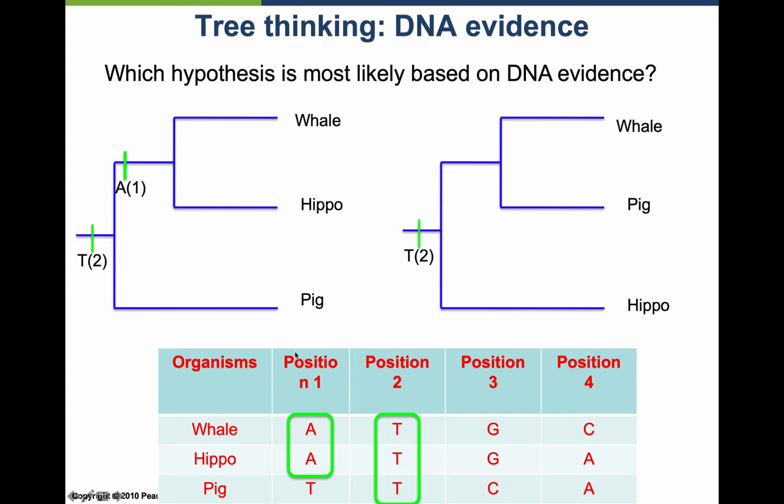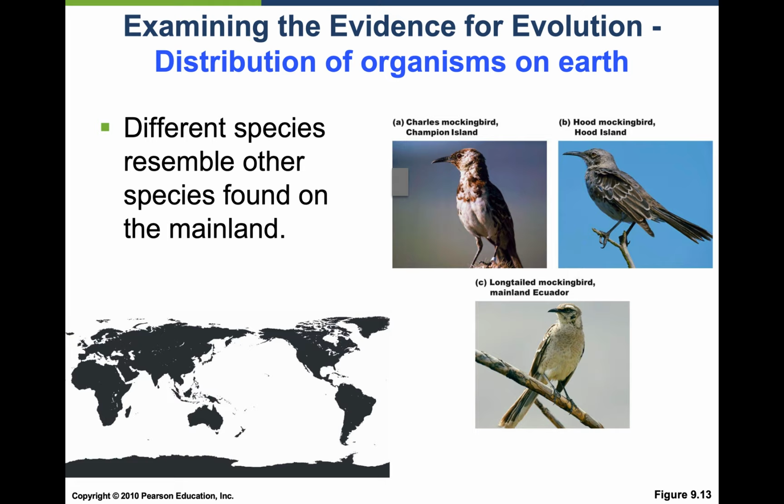And then you have this G as well, right? This G also tells you that the whale and hippo are more closely related to each other than they are to the pig. Position four would actually give you something different, hippo and pig being related, but that's not even an option for us up here. So you know right away that this is the most likely hypothesis, and we know that DNAs are more similar in more closely related animals.